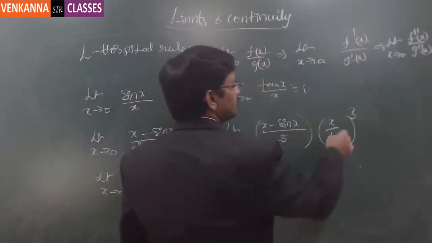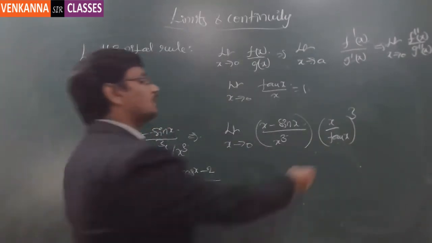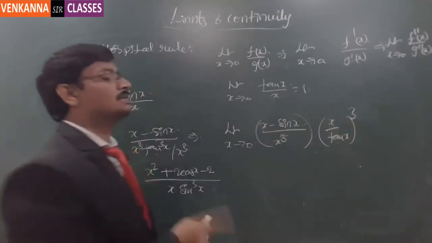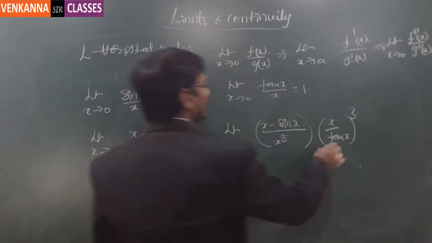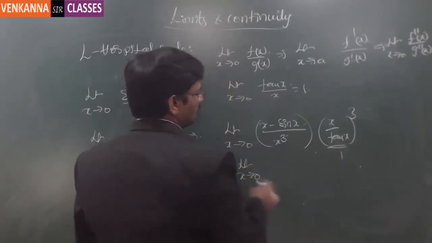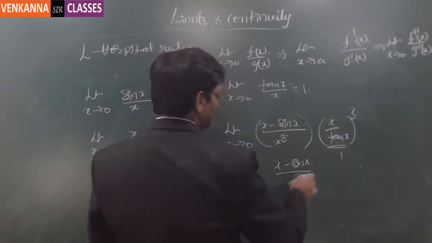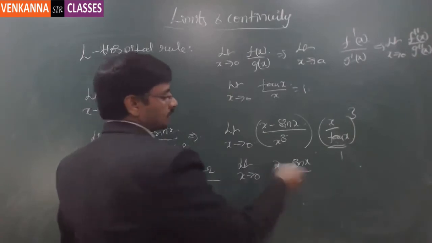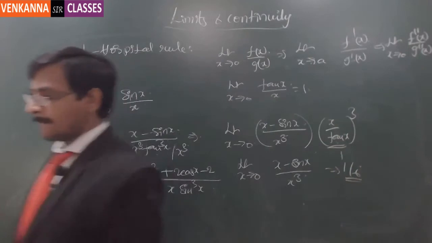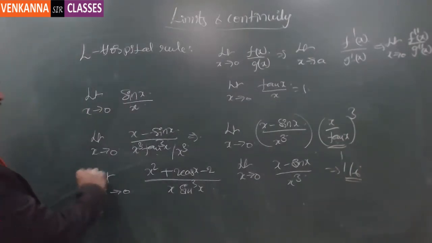And then the product of the functions, you can apply the limit separately. Now limit x tends to 0, x by tan x or tan x by x is again 1, so you can replace this with 1. Then what is left over is limit x tends to 0, x minus sin x divided by x cube. You can apply L'Hospital rule on this 2 times. Then you are going to get 1 by 6. Got it? What about this one?